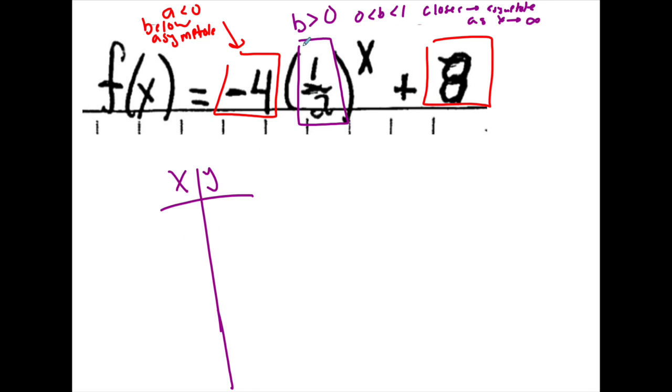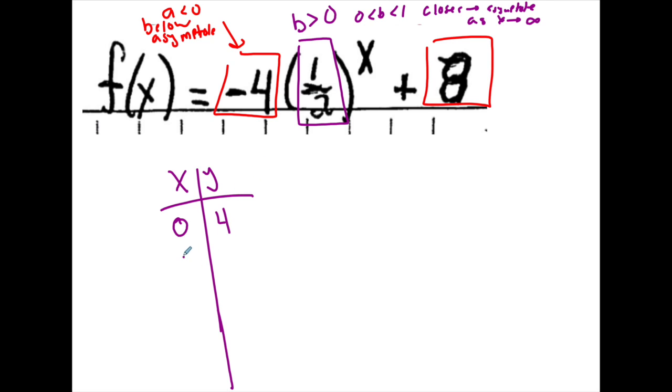So let's see what we got. I'm going to plug in 0. I like to plug in 0 because anything to the power of 0 is 1. So that means a half to the 0 is 1. Negative 4 times 1 is negative 4. And negative 4 plus 8 is 4.